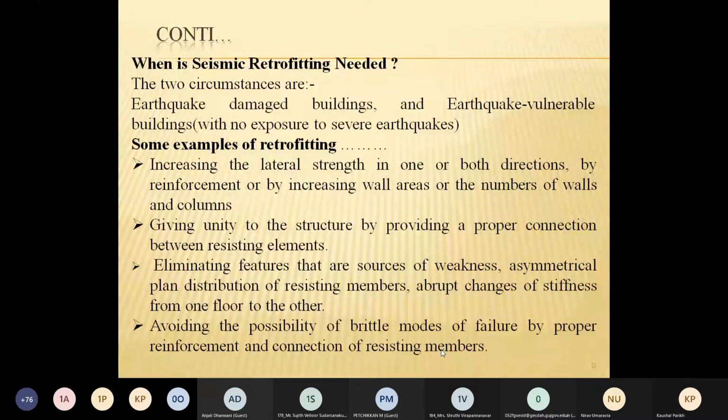The second example is giving unity to the structure by providing proper connection between resisting elements. Definitely, the connection has to be restored, and only then will the structure become stronger, because the joint element is the weakest link in any kind of structure.